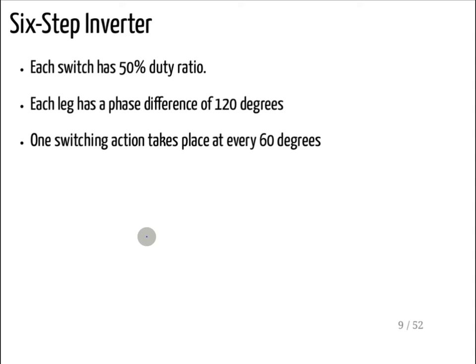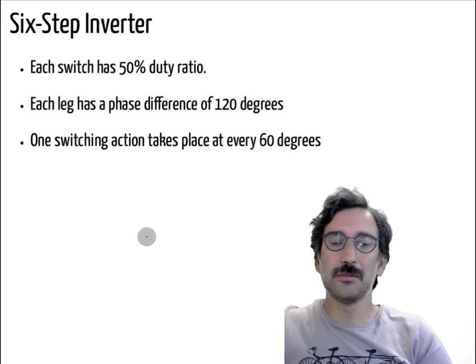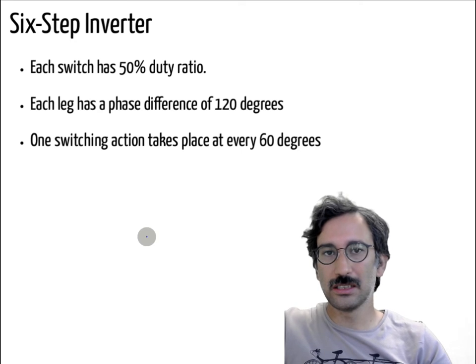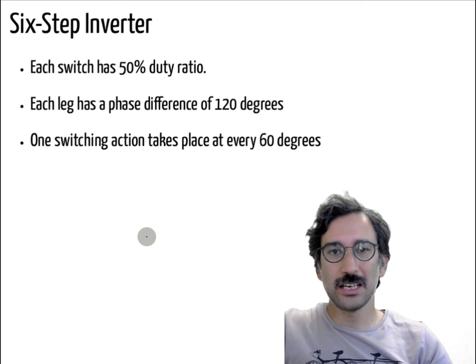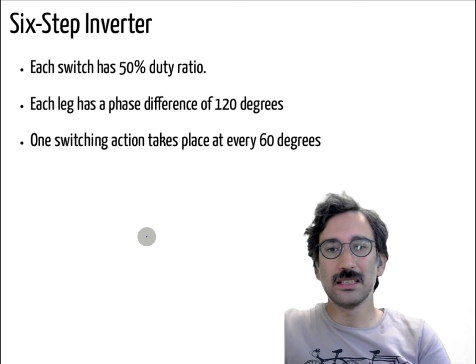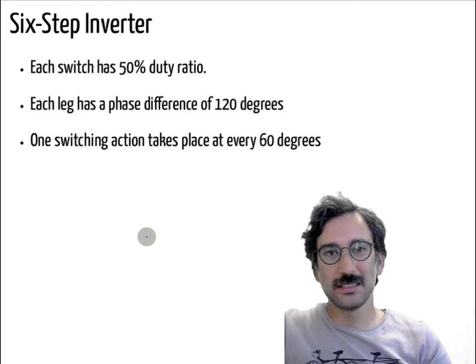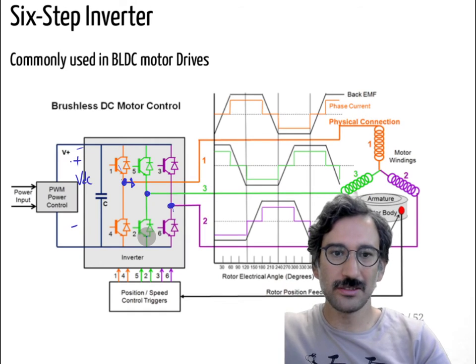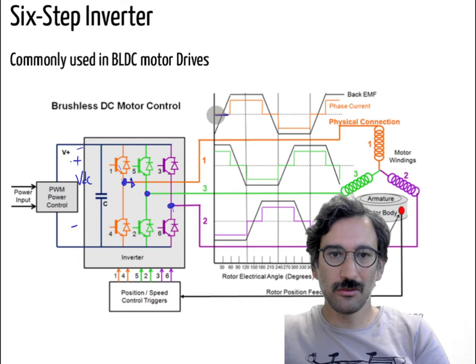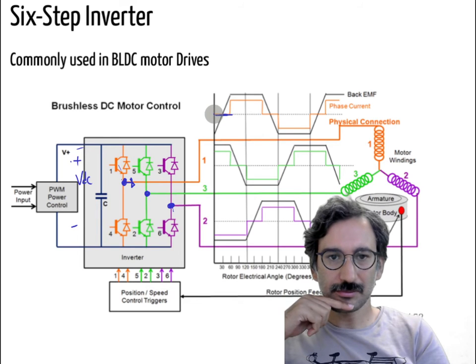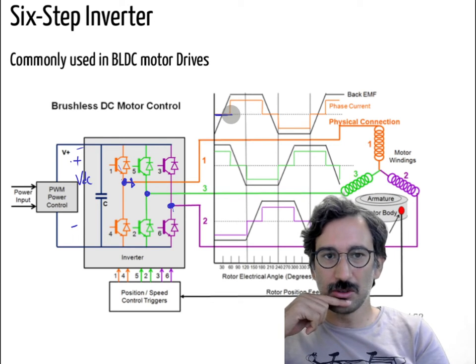In a 6-step inverter, again there are some other techniques, but for the simplest one, each switch has a 50% duty ratio, each leg has a phase difference of 120 degrees, and one switching action takes place every 60 degrees. So you have one position, one configuration. I will show the graphs. For example, for that one, the first orange phase is at 0 volts.